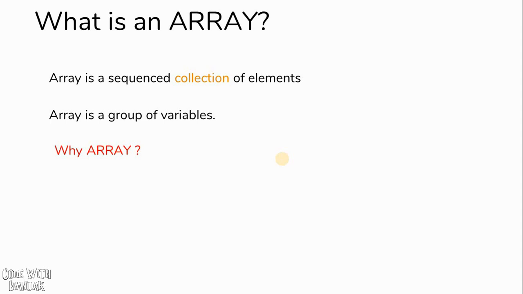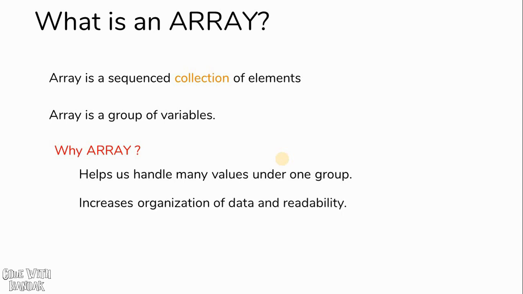The first advantage is that an array helps us handle multiple values under one name. The second advantage is that an array helps increase organization of data and readability. The reason is that all the elements are index based, and don't worry about that, we'll be learning about the indexes of an array in a moment. Since each element has an index, the organization of data and readability become easy. So this is why we need an array in our logic.